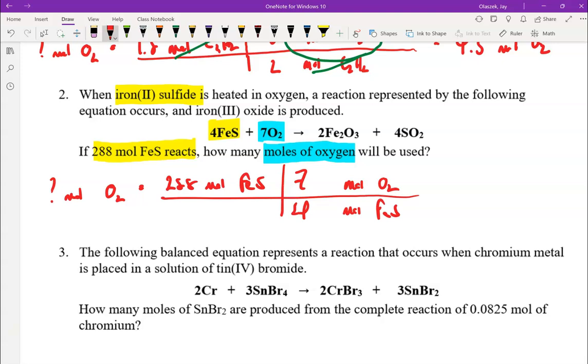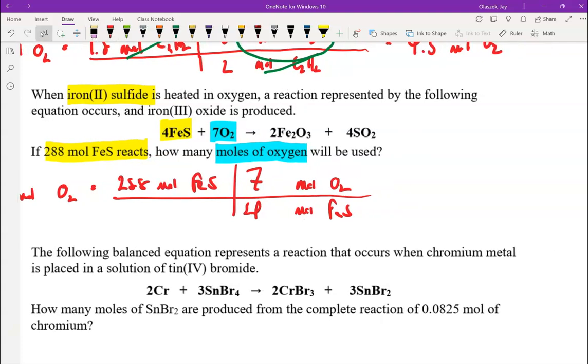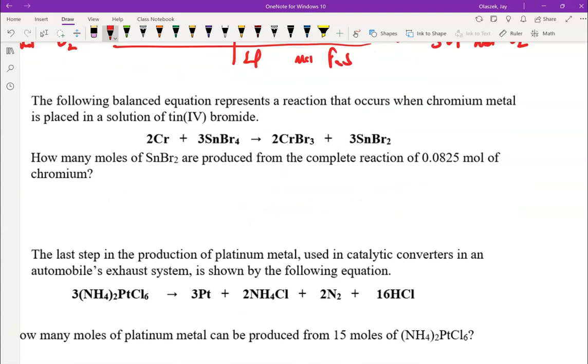This pen's kind of weird. I apologize. Let's make that look more like a 7. Sorry, everybody. So we're going to say 288. We're going to multiply that by 7. Divide that by 4. How many moles of oxygen are used? 504 moles. That's all you do. Once you get the rhythm, it goes pretty quick.